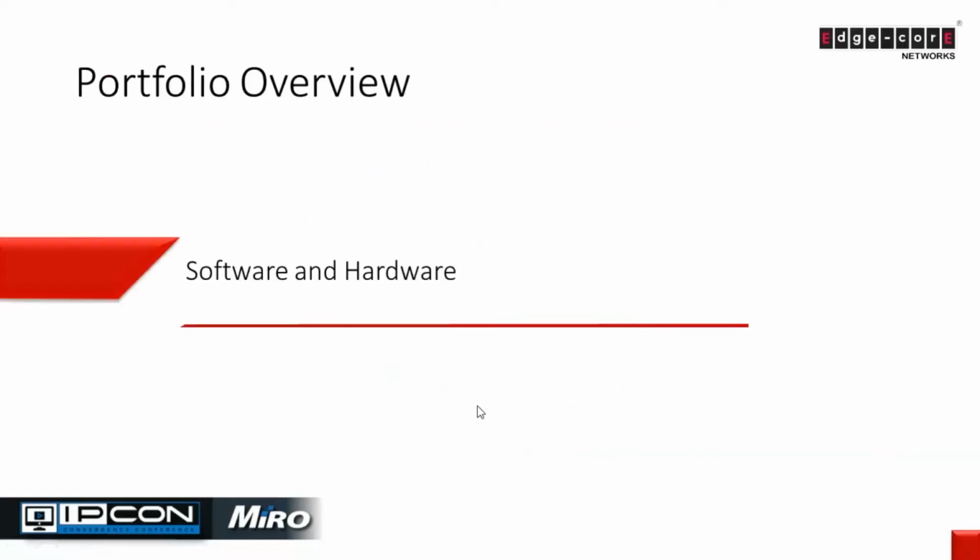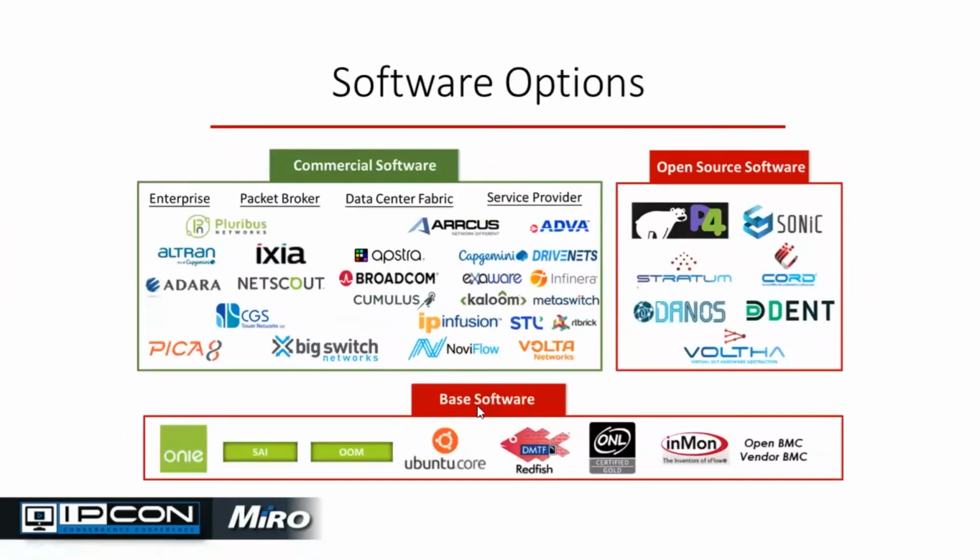Let's take a quick look at the software and hardware portfolio. The nice thing is that EdgeCore integrates with a number of different software partners, whether it be Cumulus Linux, Broadcom, Big Switch Networks, etc. These are more applicable to your open networking switches or your bare metal switches. Whatever switch it is that you want to use, run it by us and tell us what specific software you want to use, and we can confirm whether or not that is compatible with that specific model.